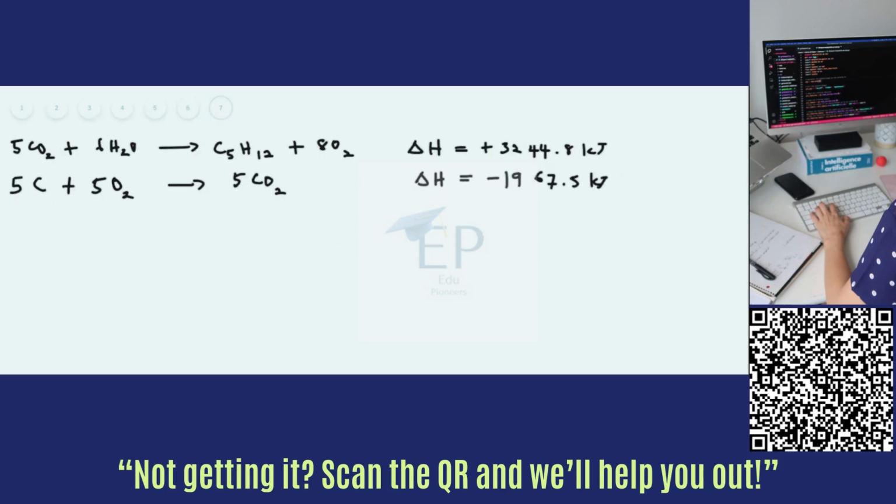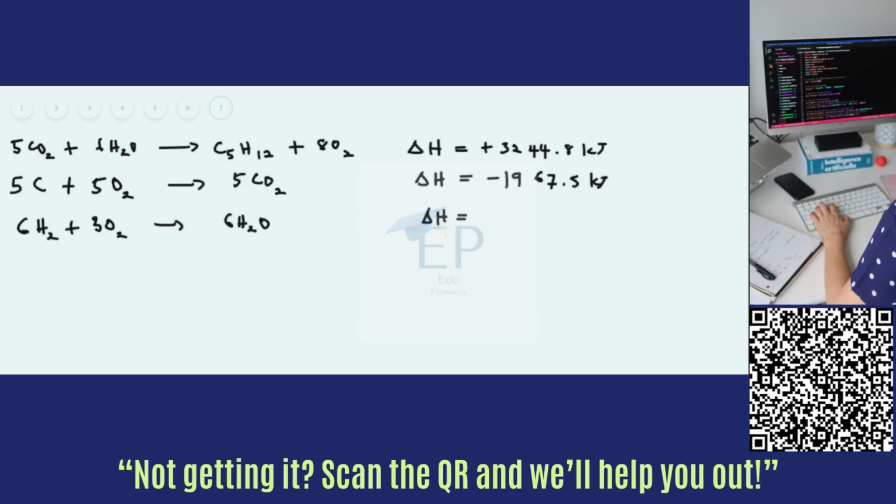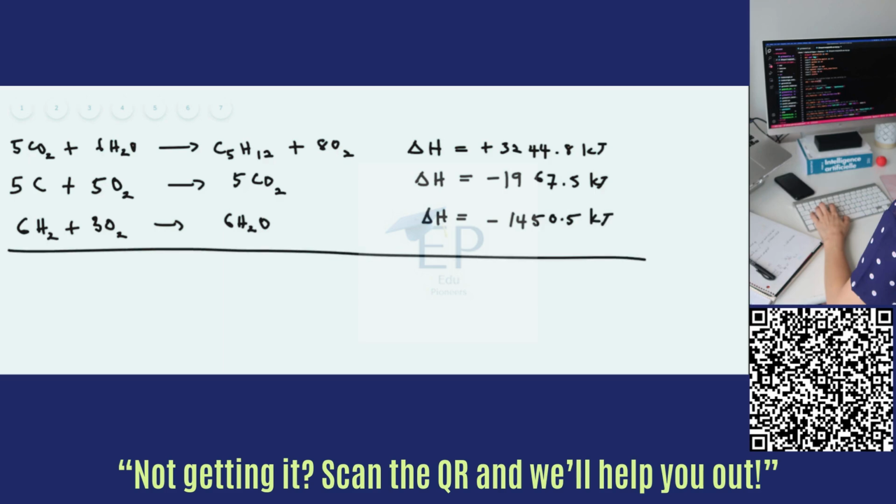And that will be 6H2 plus 3O2 to give 6H2O. And then the delta H for the reaction, we'll multiply the original value by 3. So that's going to be minus 483.5 times 3. So that is minus 1450.5 kilojoules.